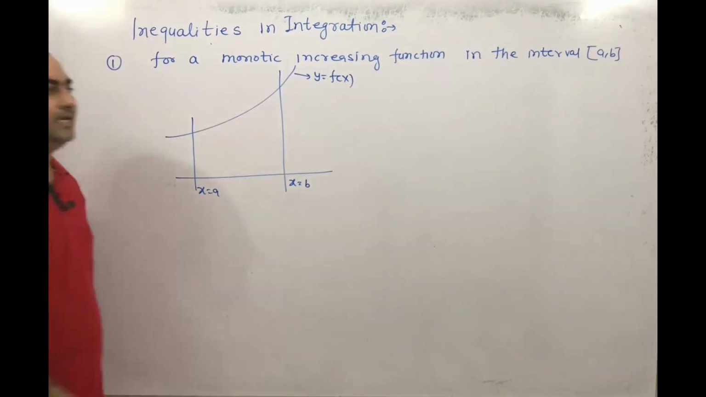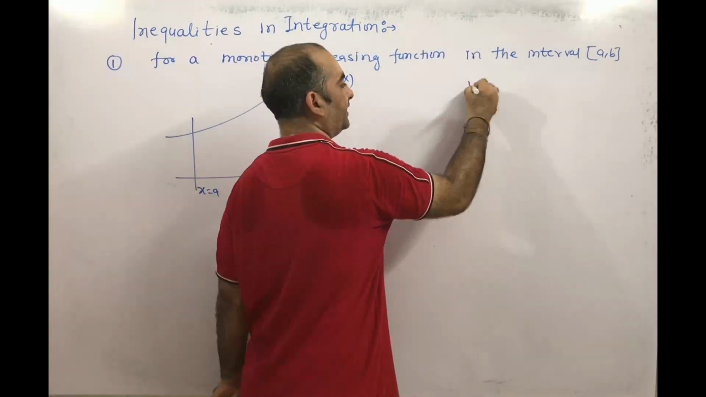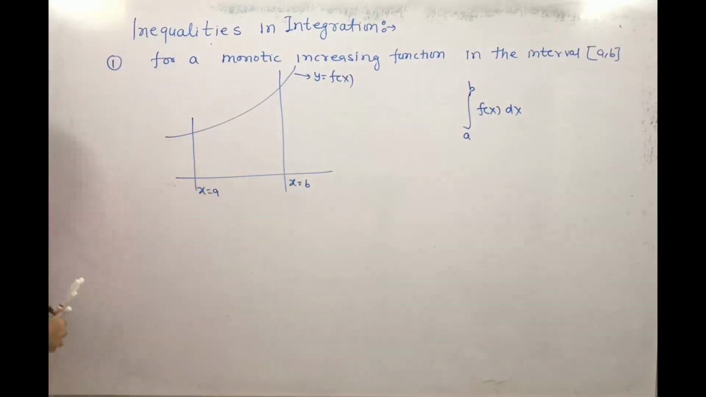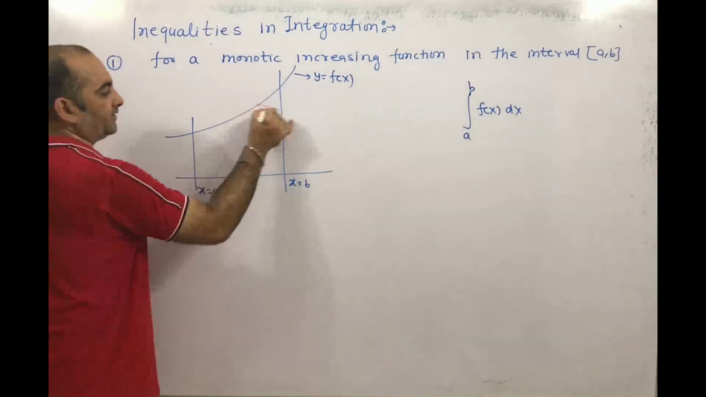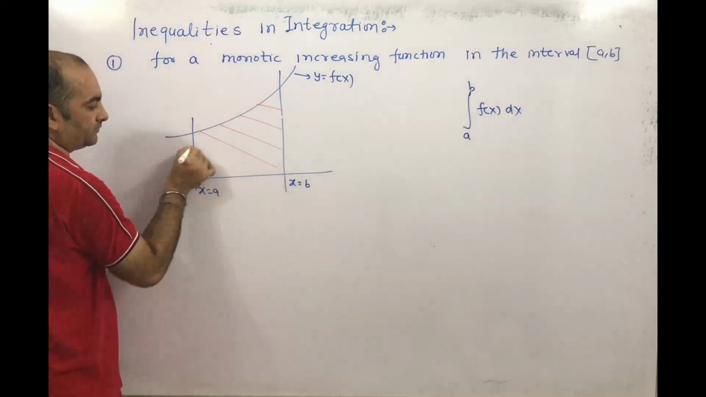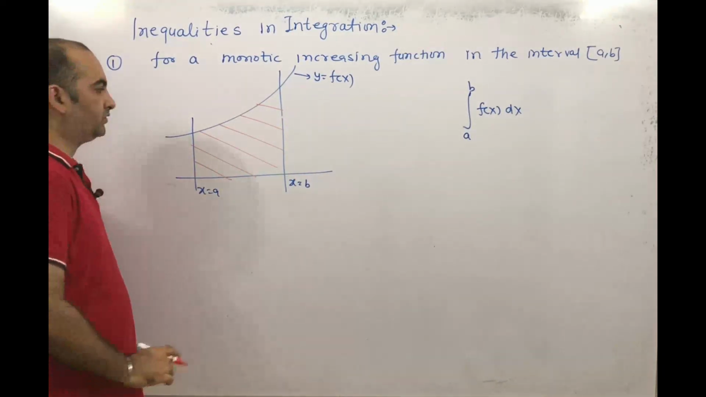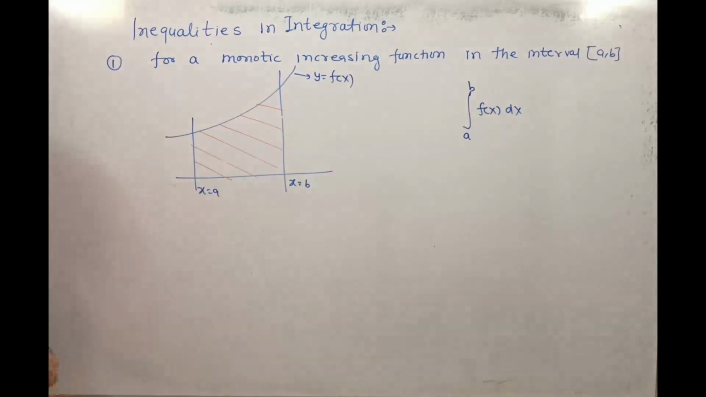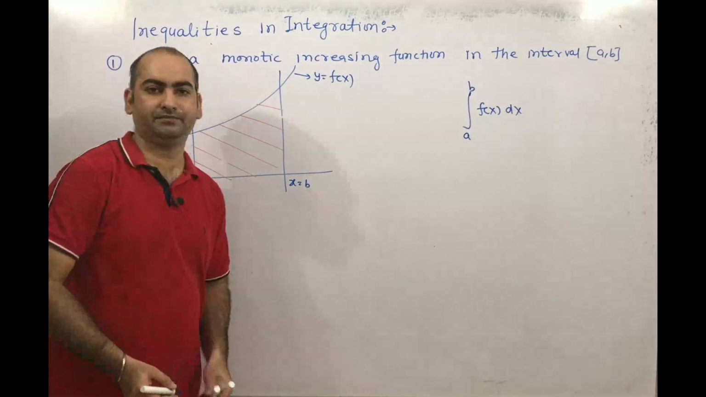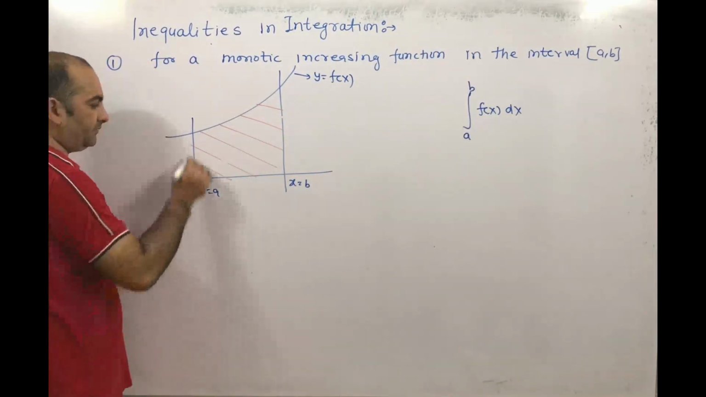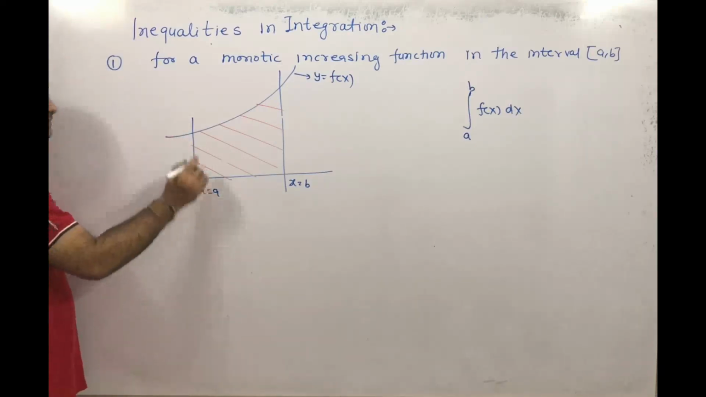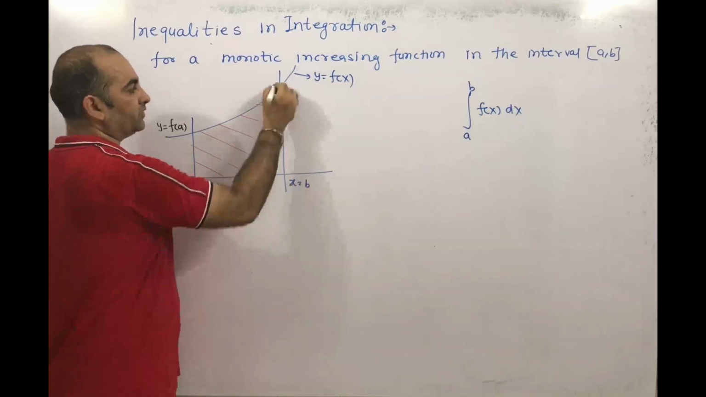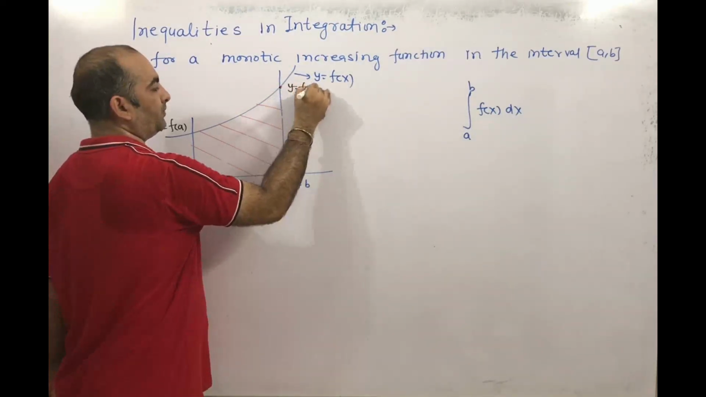Now, integration a to b f(x) dx. What does it tell? It tells this area. So integration a to b f(x) dx will be about this area. Now here we want to find out inequalities. If this value is x equal to a, then this value is y equal to f(a), and this is x equal to b, this value is y equal to f(b).